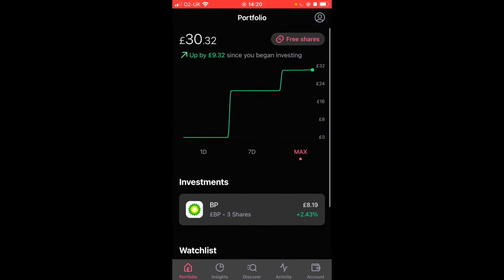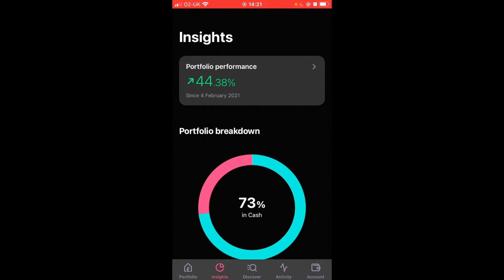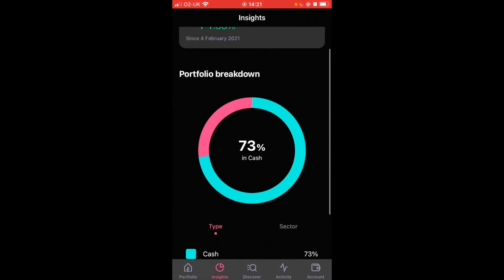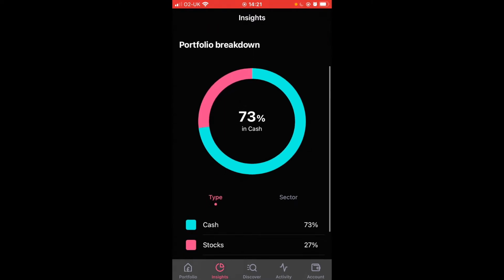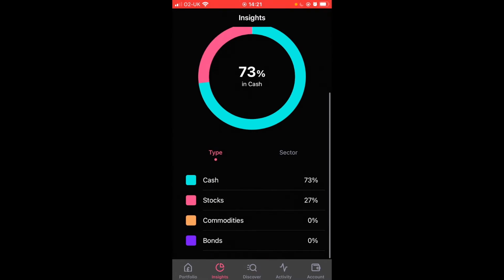Now, the other thing you can look at is the insights, which basically gives you a bit of a breakdown on your portfolio. More specifically, what is the cash holding that's available on your account, in terms of the type of investments that you currently hold. So on here you can see that I have most of my holding in cash because I've made some deposits in there, and the rest of it, 27%, is in BP.